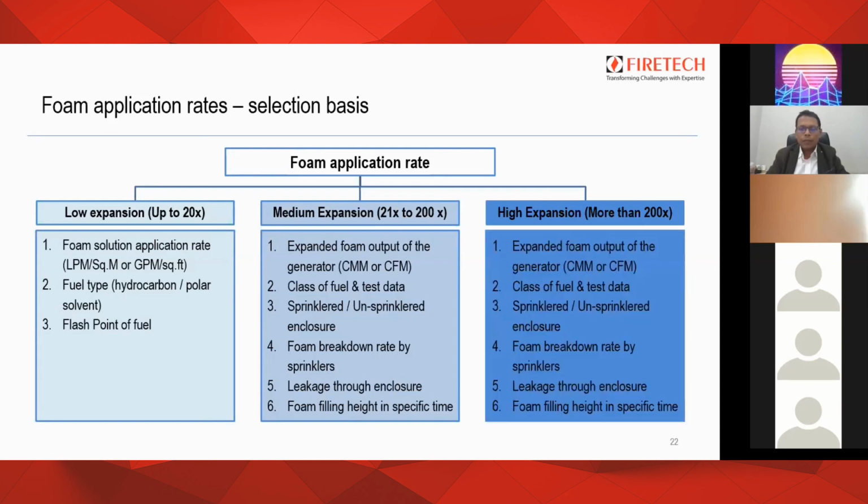Now we move to high expansion foam systems. High expansion foam systems and medium have the same criteria. Only the difference is the expanded foam output of a high expansion is much higher as compared to a medium expansion foam system. And the rest remains the same: class of fuel, enclosure sprinklered or unsprinklered, foam breakdown rate by sprinklers, leakage through the enclosures, and the foam filling rate.